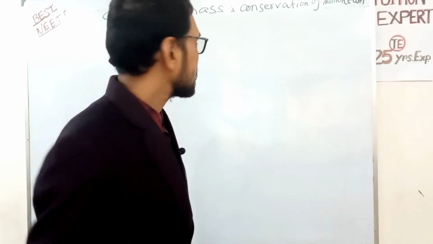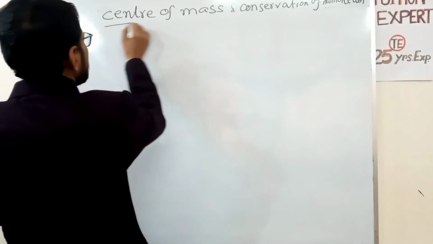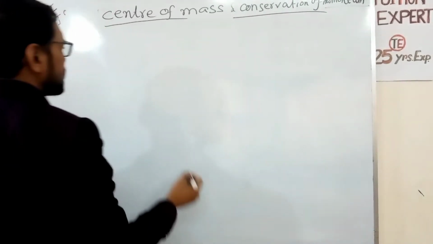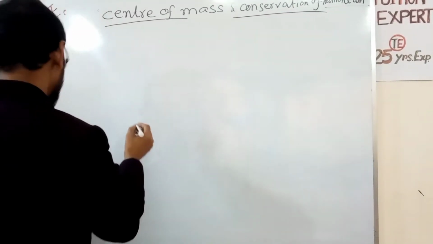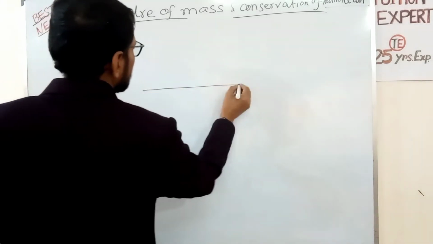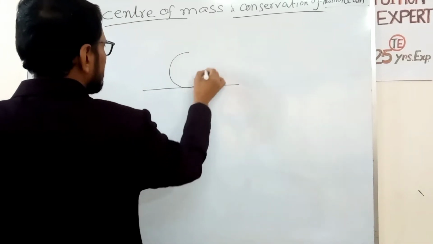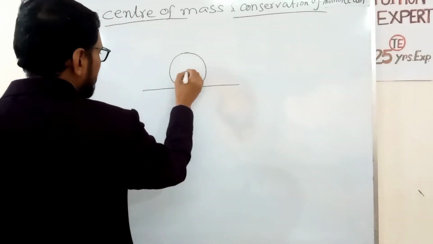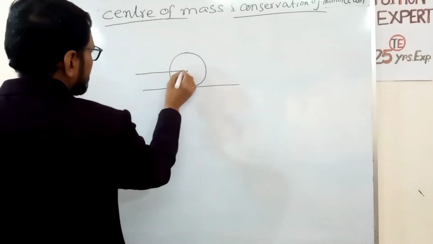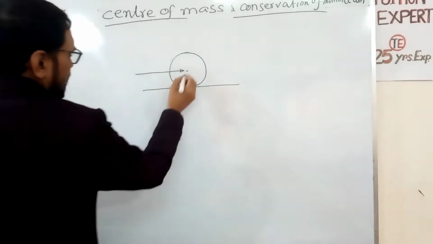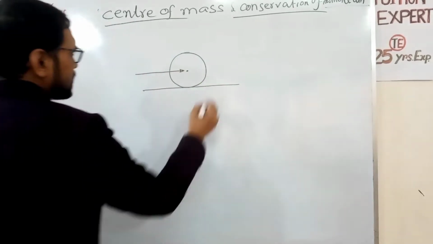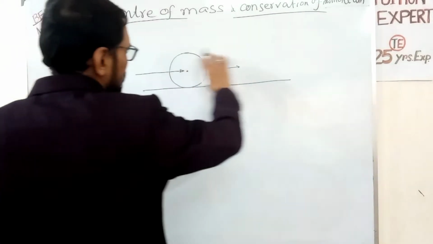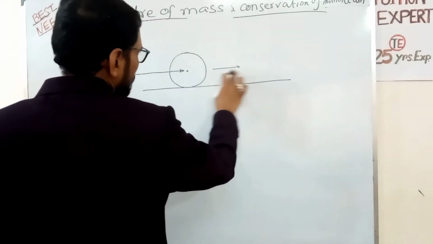Now let's start the class. Center of mass and conservation of momentum. First we define what is center of mass. Suppose a ball is placed on the ground. Now we know that if a force is applied horizontally along the center of the ball, then it moves parallel to the ground, that is, it moves horizontally.